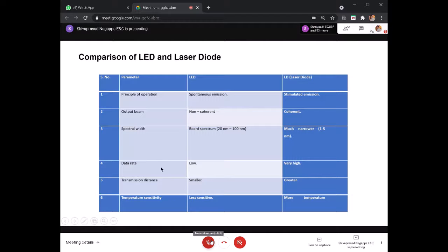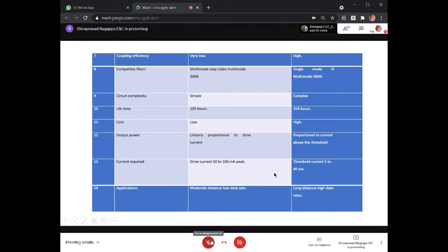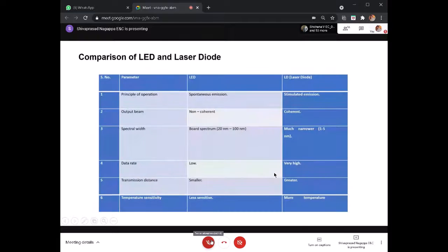Okay, and the data rate is very low for the LED, and here it is very high. Why? Because it is spontaneous emission where only a small number of photons are emitted. Here, more photons, hence it is monochromatic and highly coherent. The transmission distance of the LED is smaller compared to your laser diode, whereas the laser diode is very large and greater.